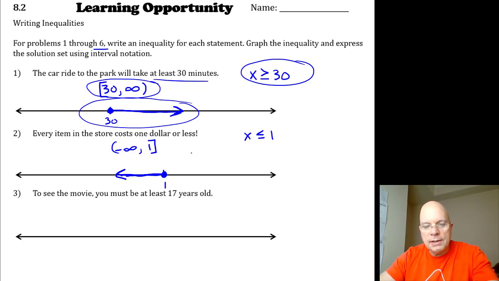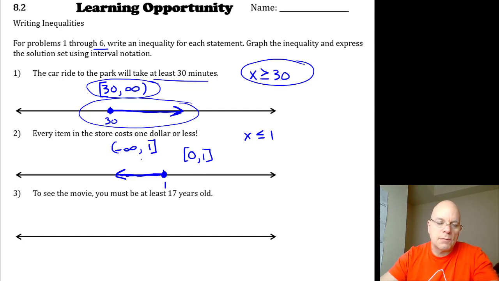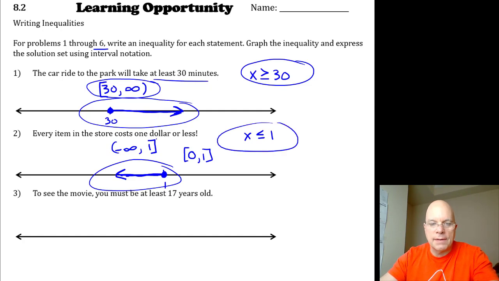If you did something like 0 to 1, because you're recognizing that it can't cost less than 0, I'll take that too. But based on what we did, the discussion we had yesterday in the Nearpod, I told you we didn't have to overcomplicate it like that. So you've got the graph, the inequality, and the interval to grade.